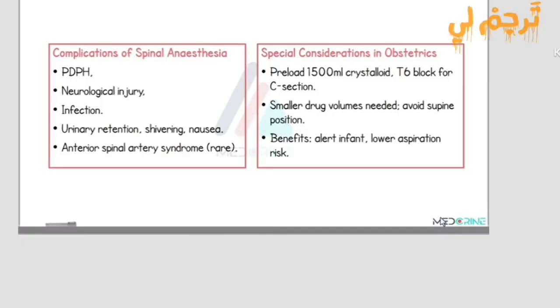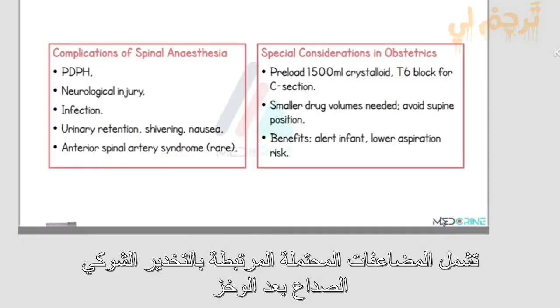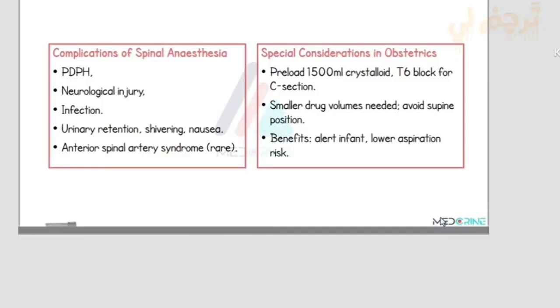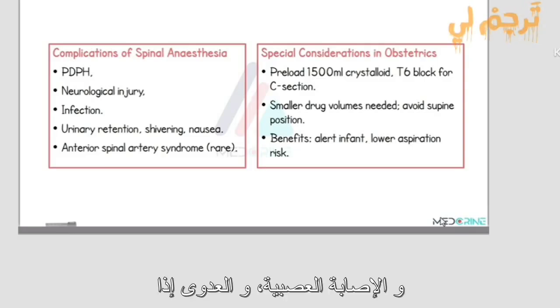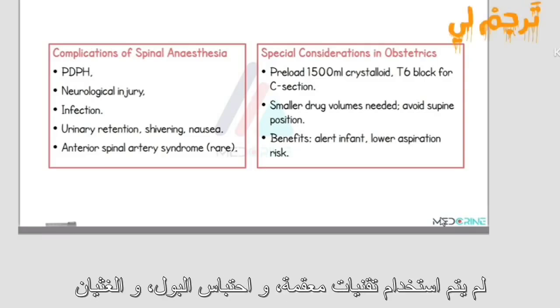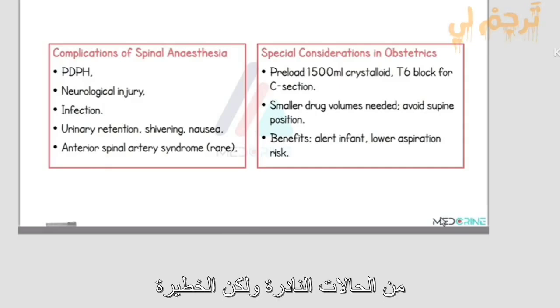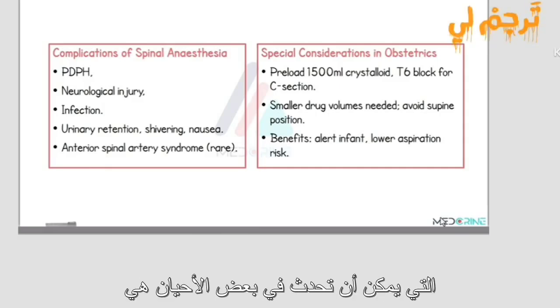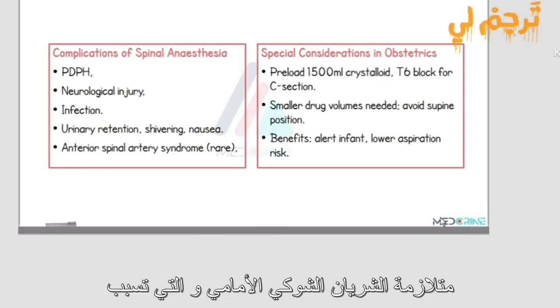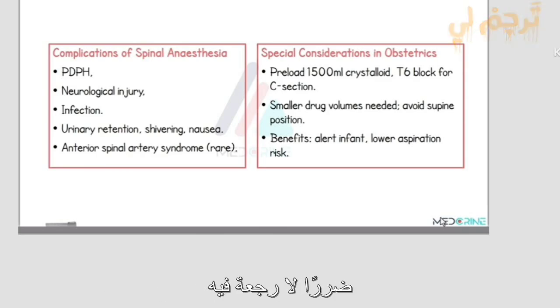The possible complications associated with spinal anesthesia include post-dural puncture headache, neurological injury, infection if aseptic techniques are not used, urinary retention, nausea, and shivering due to excessive loss of heat. A rare but serious condition that sometimes can occur is anterior spinal artery syndrome, which causes irreversible damage.